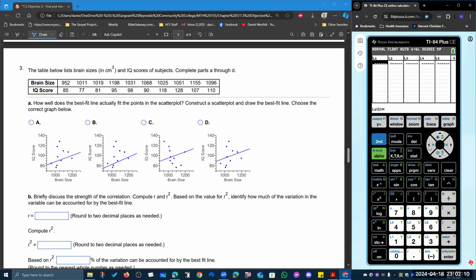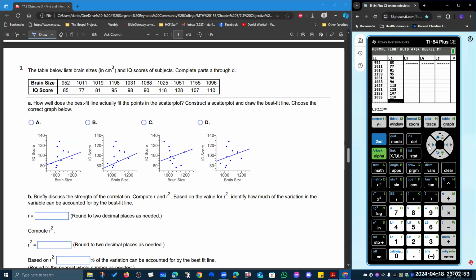Let's put in our data. Brain size 952, 1011, 1019, 1198, 1031, 1068, 1025, 1051, 1155, 1096, and IQ 85, 77, 81, 95, 98, 90, 118, 128, 107, and 110.